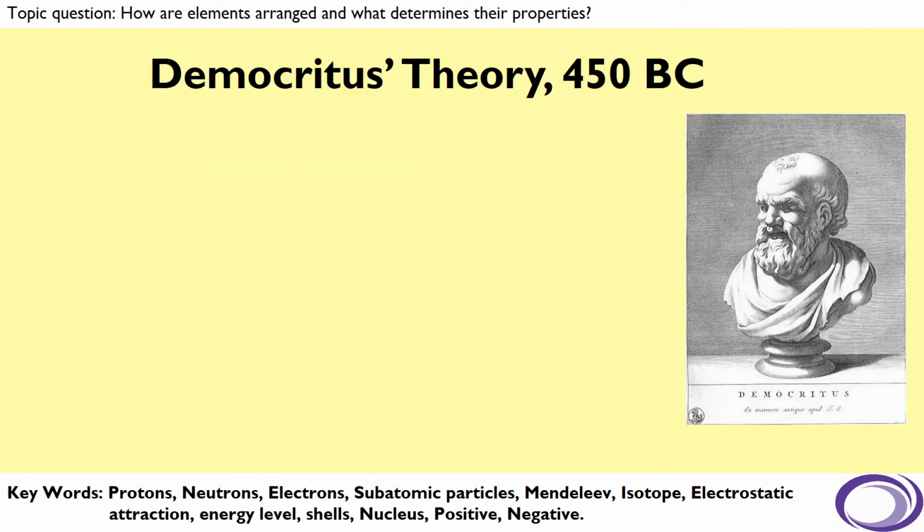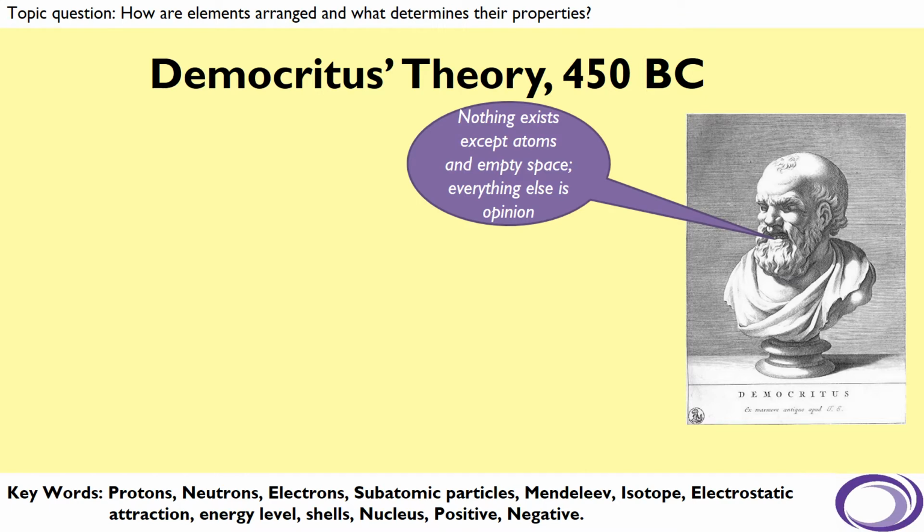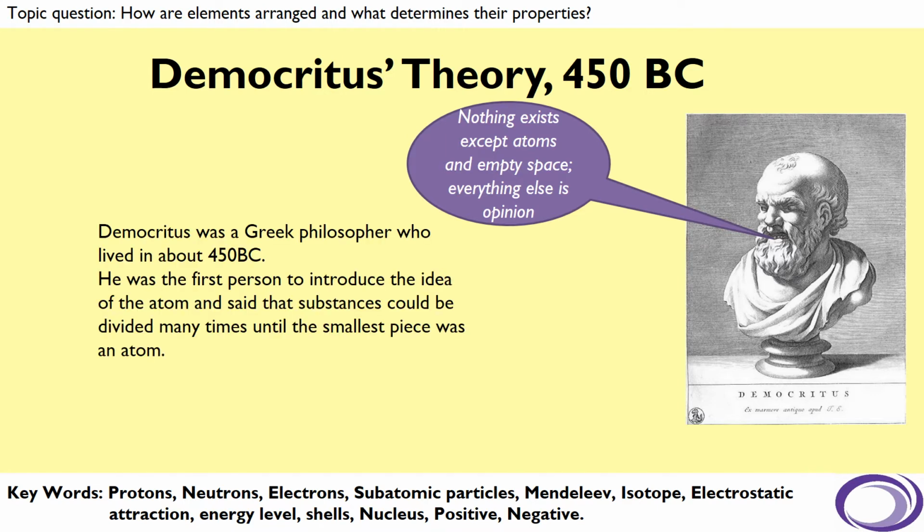We're going to start with Democritus, and Democritus believed that nothing exists except atoms and empty space, and everything else is opinion. He believed that substances could be divided many times until we achieved the smallest piece, and the smallest piece would be an atom. He also suggested that these atoms may have different shapes and sizes. At the time, his theory was not widely acknowledged, and it took a very long time for it to be developed any further due to contradictory ideas.